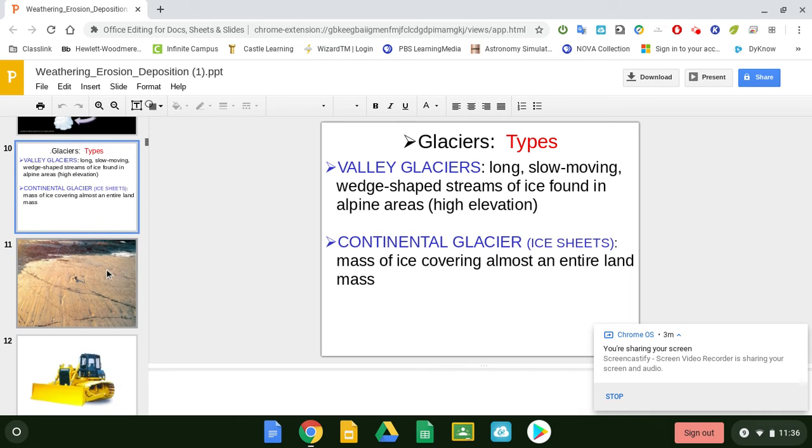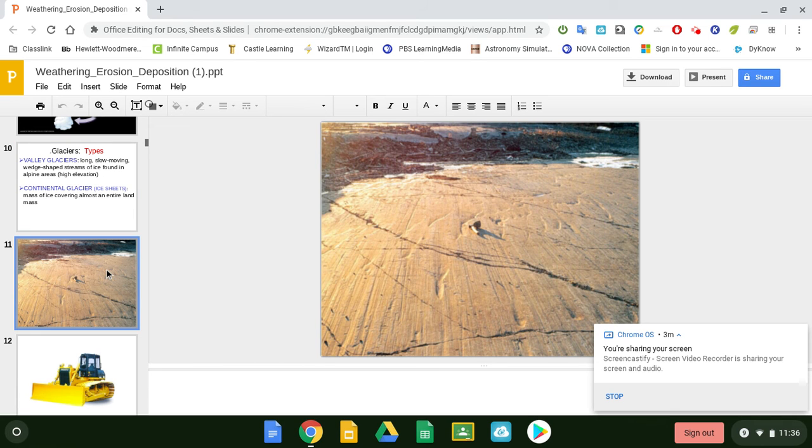Now, as with most things, being that we are scientists, we need evidence. If you look here in this picture, you see these parallel scratches. These parallel scratches are called striations, and that is evidence that a glacier went over this rock. When glaciers are moving, they have rocks in the bottom of them. The rocks will scratch the surface of the earth, or the rocks below it, and cause these parallel striations.